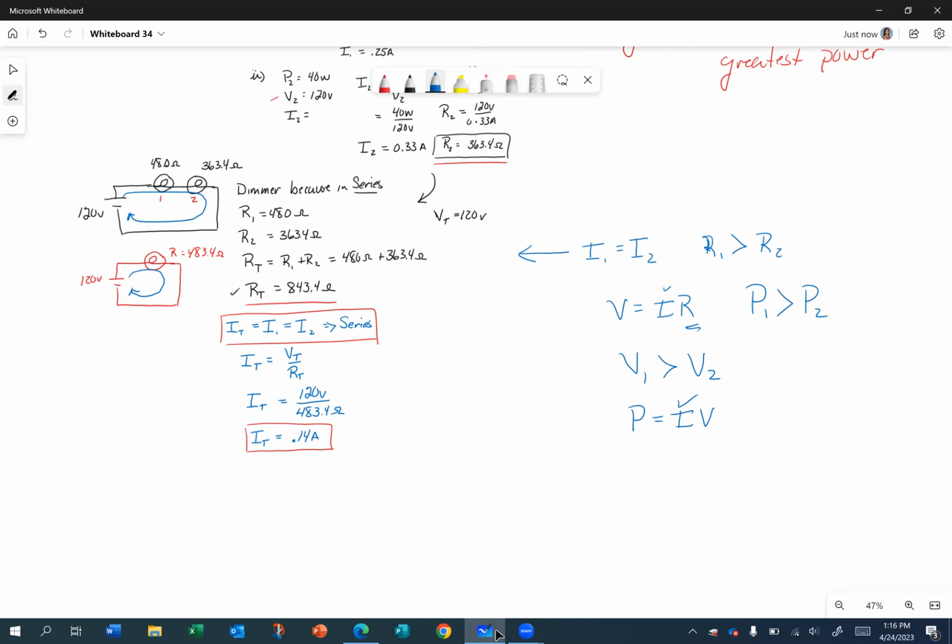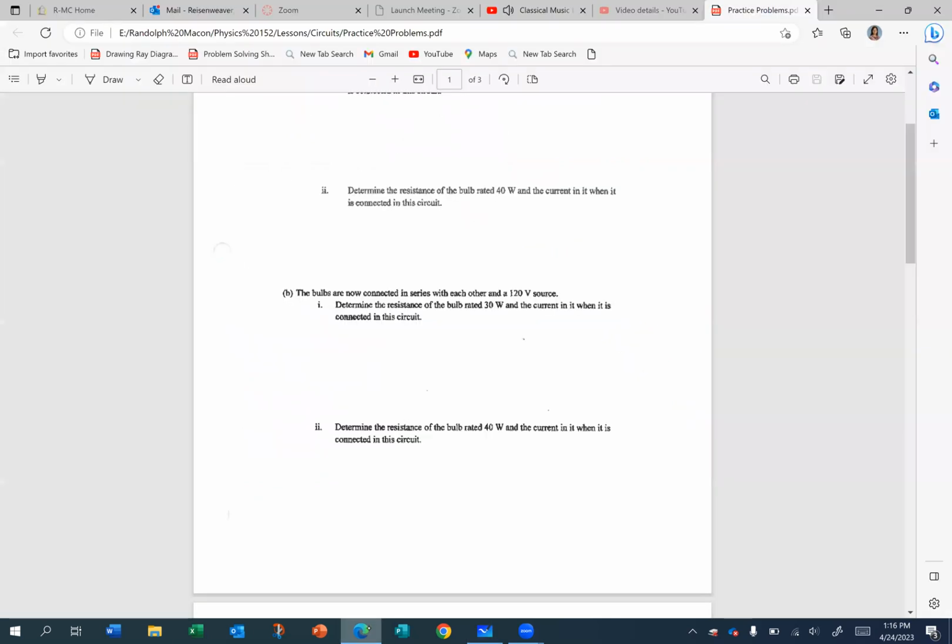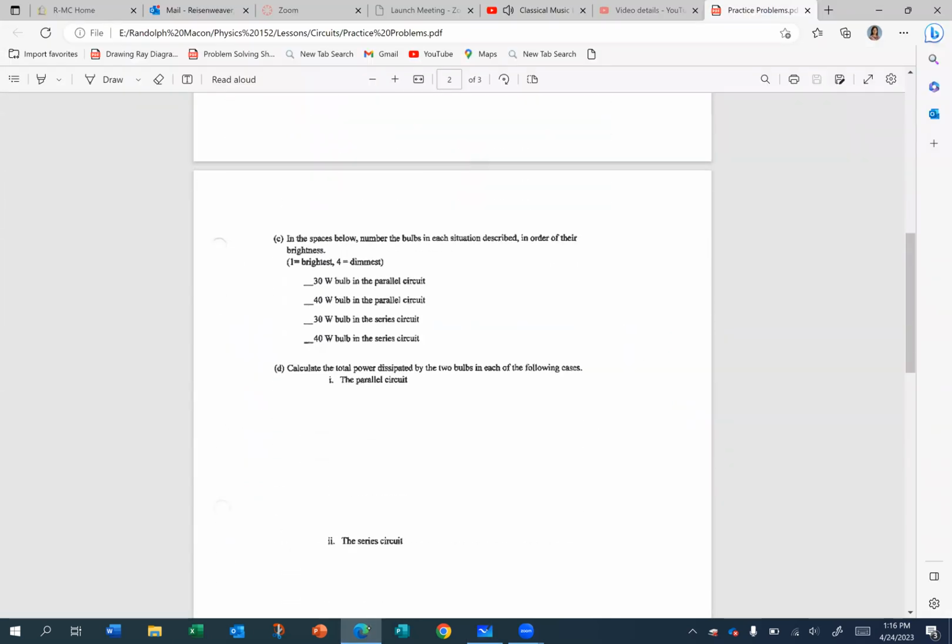Okay? So the 30 watt light bulb, surprisingly, in a series circuit will give you the greatest power. So on your chart, if we go back to your chart, this should be in order of 1 would be the first bulb, 1, 2, 3, and then 4.